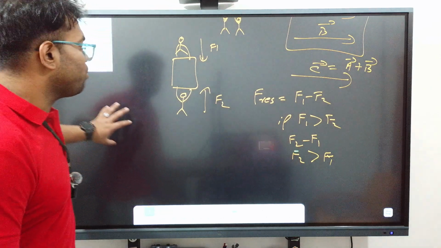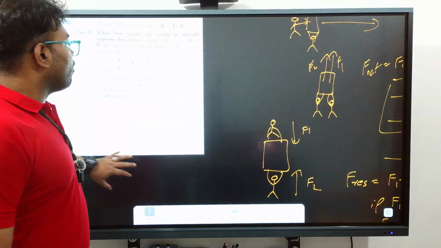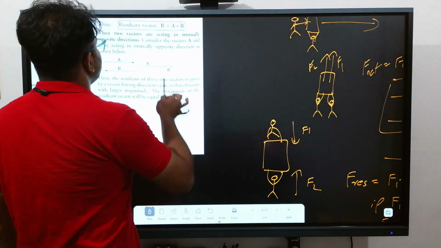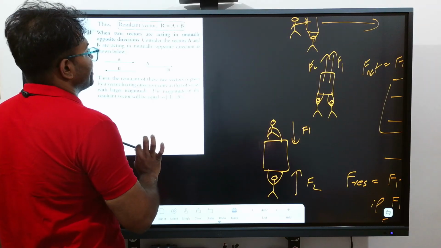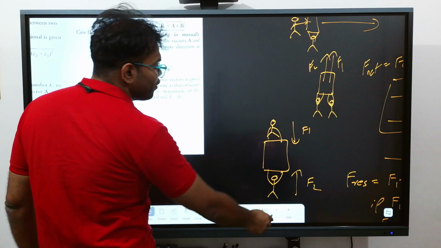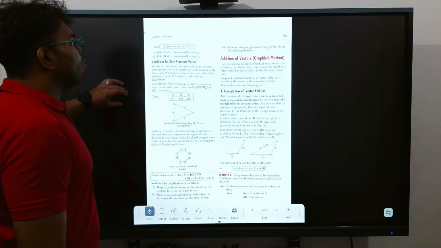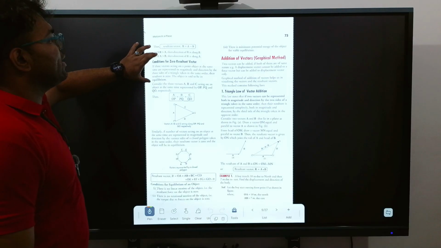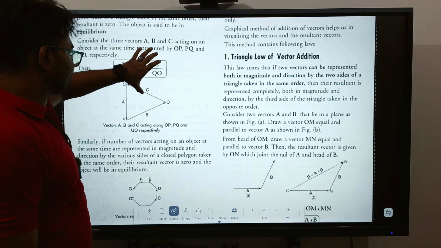Okay, the next point. Now, in the opposite direction, you get A plus B and A minus B respectively. Now, what will the magnitude be? You know how to get the magnitude. The magnitude becomes equal to the value which is greater.